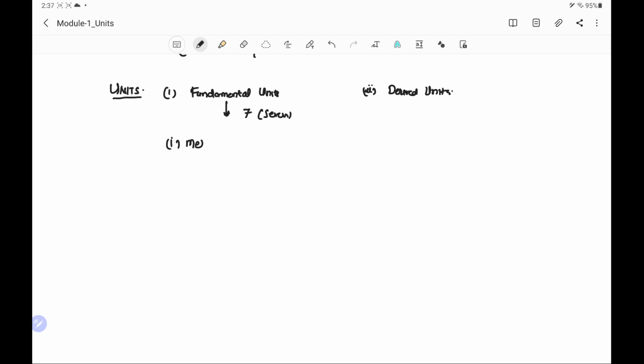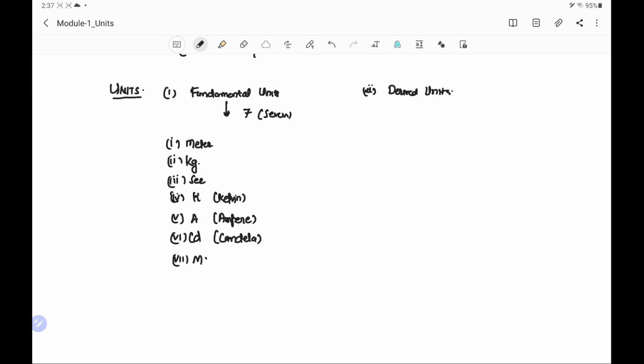meter, kilogram, second, Kelvin. This is K for Kelvin. Ampere. This is the unit of electric current. Candela. This is the unit of luminous intensity. And last one is mole. This is the unit of amount of substance.